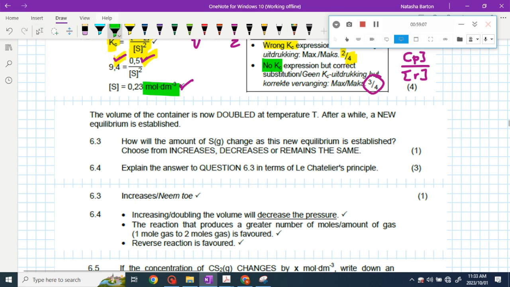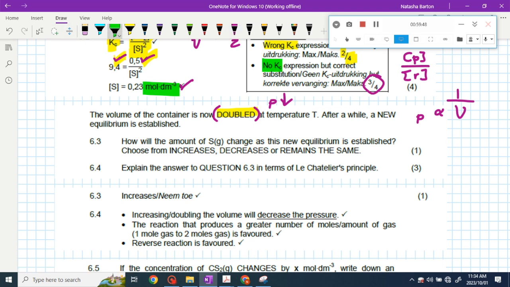Okay, then they go on and they say, the volume of the container is now doubled. Volume. We taught you Boyle's law in grade 11 so that you would know the relationship between volume and pressure. What is the relationship between volume and pressure? Yes, they are inversely proportional, implying that if the volume is doubled, what is going to happen to the pressure? It's going to go down, it's going to decrease, it's going to half. Okay, so we immediately state to ourselves that the pressure is going to decrease.